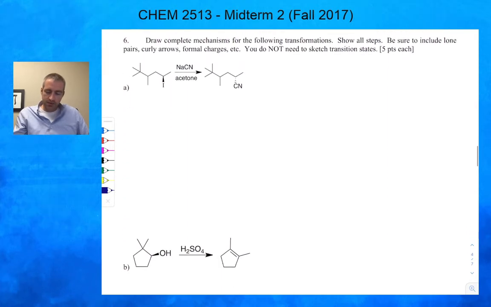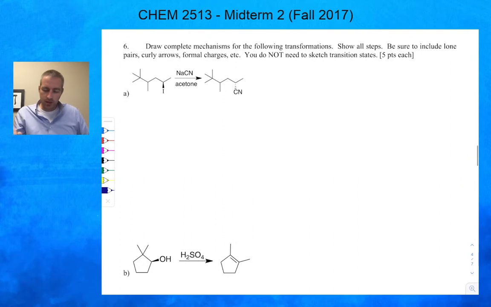Draw complete mechanisms for the following transformations. Show all steps. Include lone pairs, curly arrows, formal charges, etc. So the first thing you need to do here is identify what the mechanism will be. So in this case, we have an iodide being replaced with a cyanide. So this is going to be a substitution because we have a secondary alkyl halide, a strong nucleophile with a polar aprotic solvent. This is going to be an SN2 reaction. You can also tell it's SN2 because you have inverted the stereochemistry where the leaving group was.